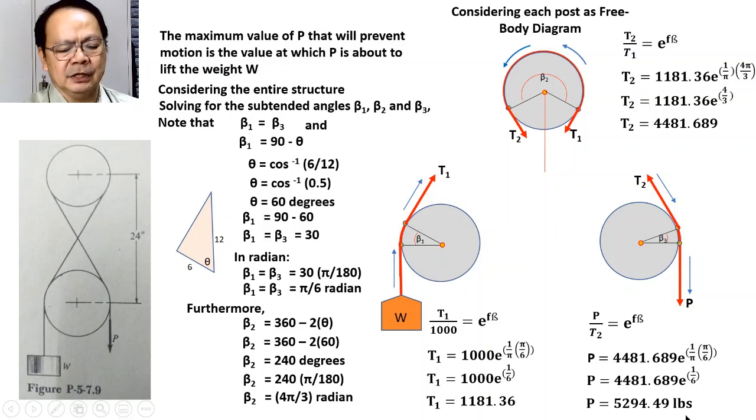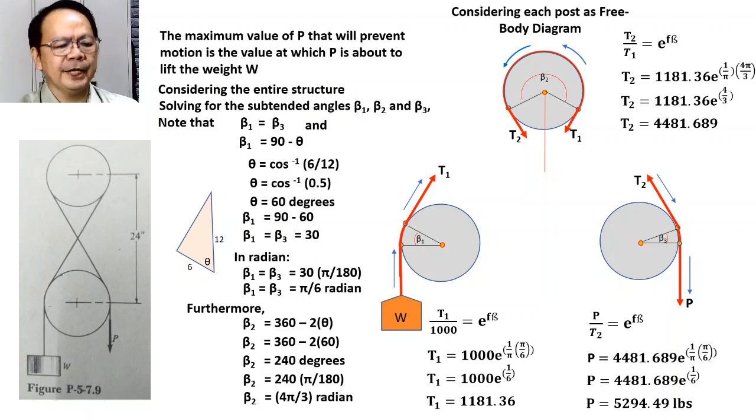5,294.49 pounds. Sa mga tuwid, lumalabas, ito yung pinakamalaking value, okay, na P na pwedeng i-apply dito, and that, okay, the weight will not still be moving. But it will start to move because a value larger than this one will now cause the weight W to move in the upward direction.